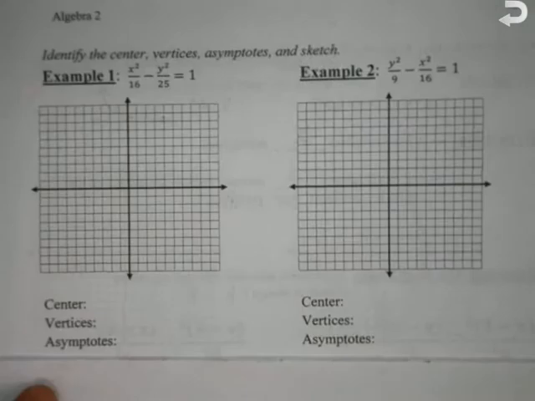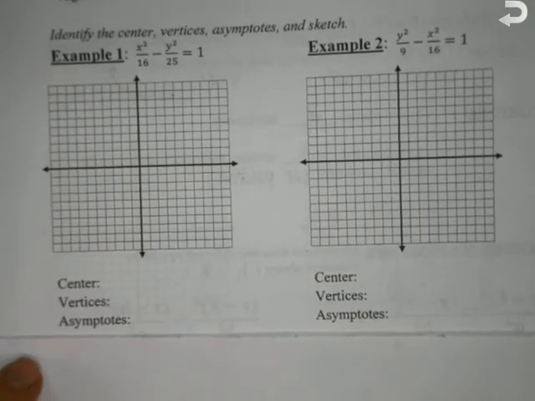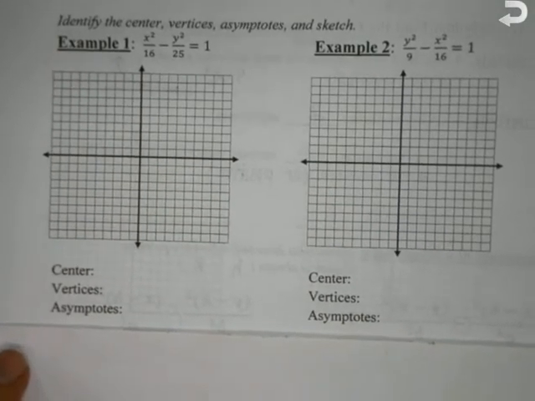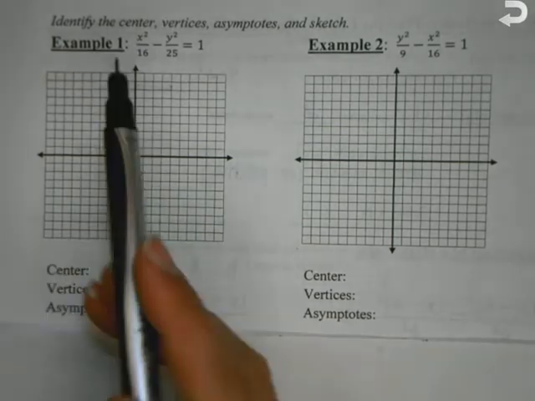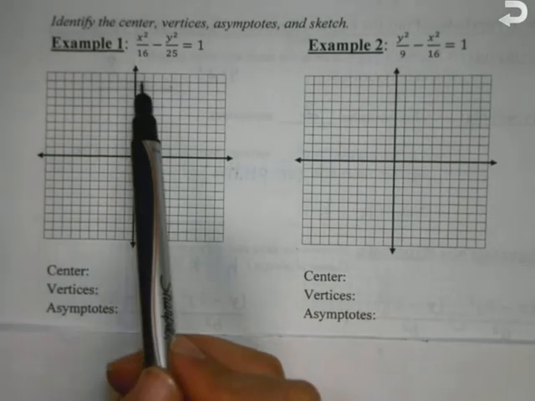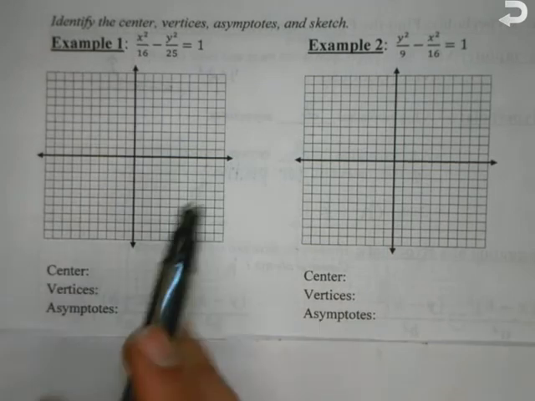Everything is pretty similar to how we graphed ellipses, except for the asymptotes. So, first of all, before I ask anything, let's find the center. What's the center here? 0, 0. So let's graph it right now before we forget.